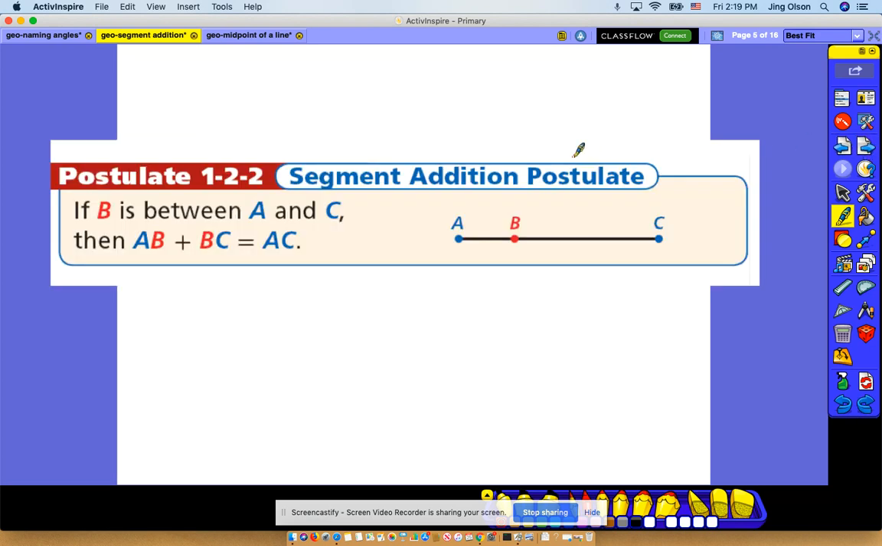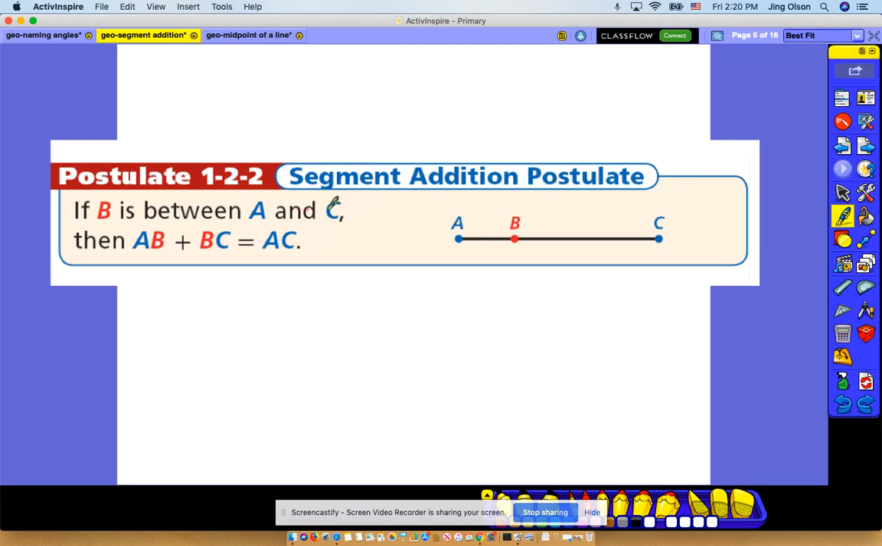Okay, the segment addition postulate. A postulate is just like a theorem. A postulate is something we just take for granted. We don't prove it. That's the only difference between a postulate and a theorem. A theorem, we usually prove before we use it. For a postulate, we don't prove, we just take it and use it.